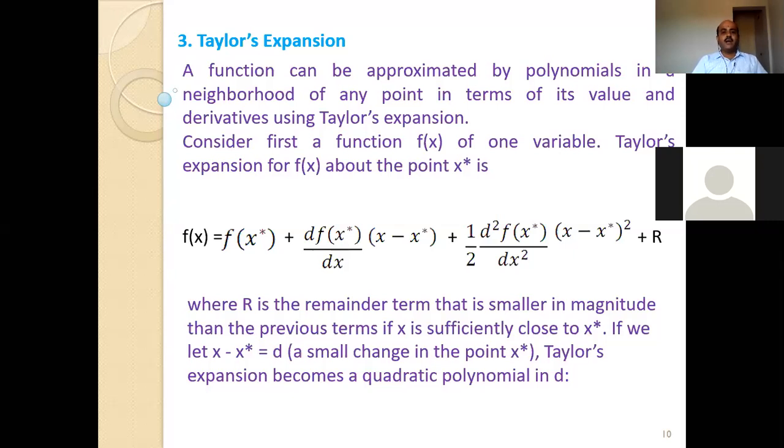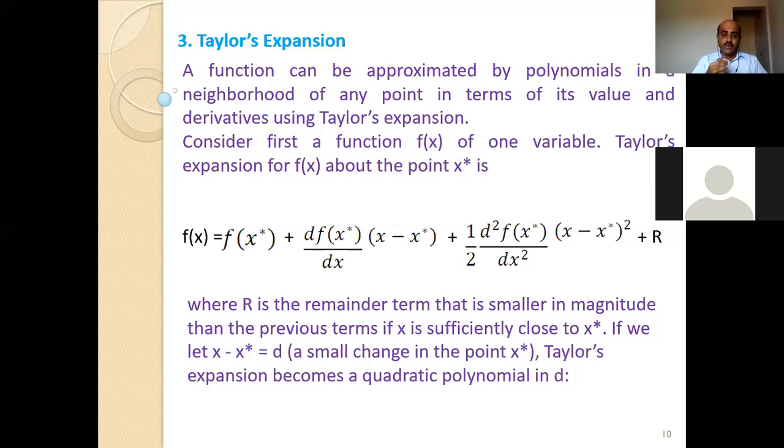A function can be approximated by polynomials in a neighborhood of any point, in terms of its value and derivatives, using Taylor's expansion. In the sense, if you have a point, you can approximate the function using a polynomial in the near neighborhood of that point, with its value and derivatives.